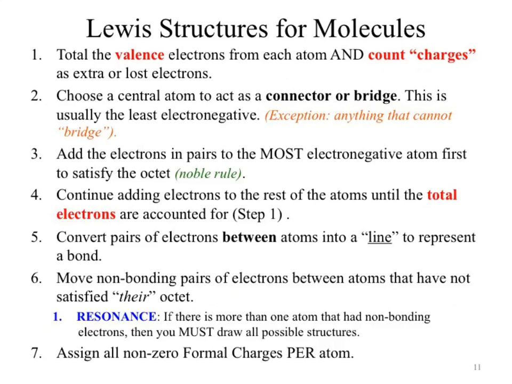There's some weird steps within that. What do I mean by their octet? How many electrons should be around a hydrogen? 2. Why only 2? It's the 1s orbital. It has no p orbitals. It cannot put electrons up to 8 electrons around the hydrogen.